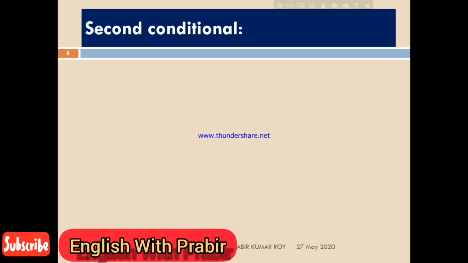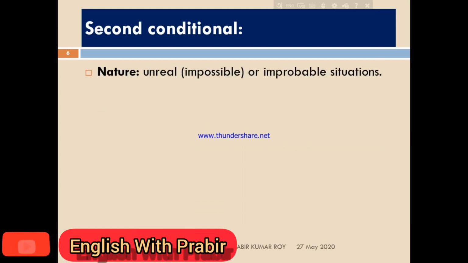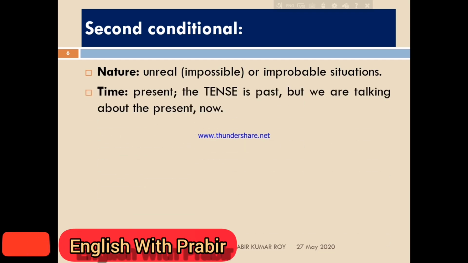Okay, now let us go to second conditional. Yes, in second conditional, its nature is unreal. Why unreal? Because the sentence cannot be fulfilled, because it happened. The time has passed over. So we say second conditional and unreal conditional also.